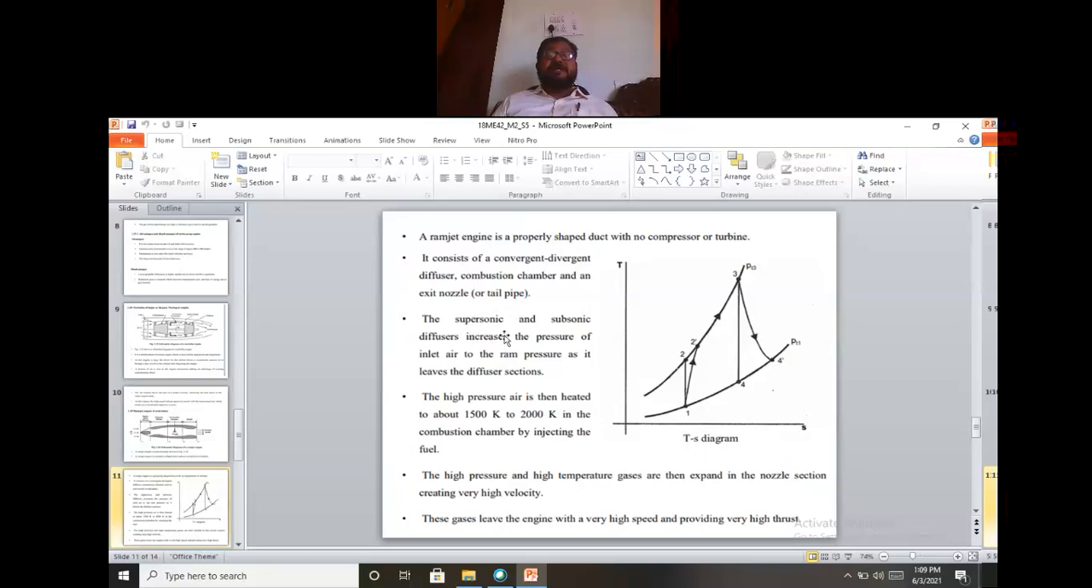The supersonic and subsonic diffusers increase the pressure of the inlet air to the ram pressure as it leaves the diffuser sections. High pressure air is then heated to about 1500 to 2000 Kelvin in the combustion chamber by injecting fuel. High pressure, high temperature gases are then expanded in the nozzle section, creating very high velocity. This creates high thrust, hence the forward movement of the aircraft engine takes place.